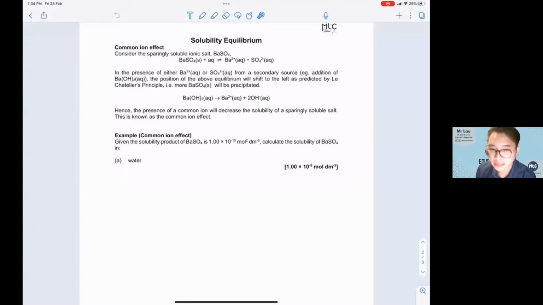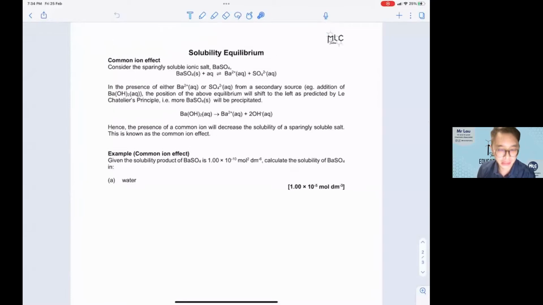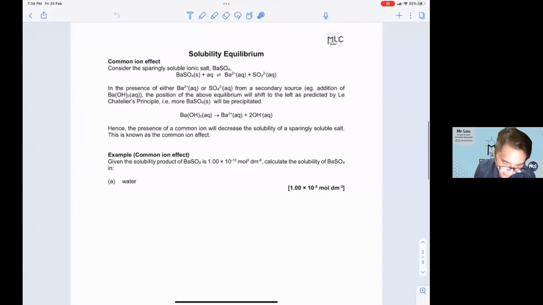Today, let's look at solubility equilibrium and more specifically, the common ion effect. Many students usually struggle with this part. Now, let's look at what the common ion effect is.